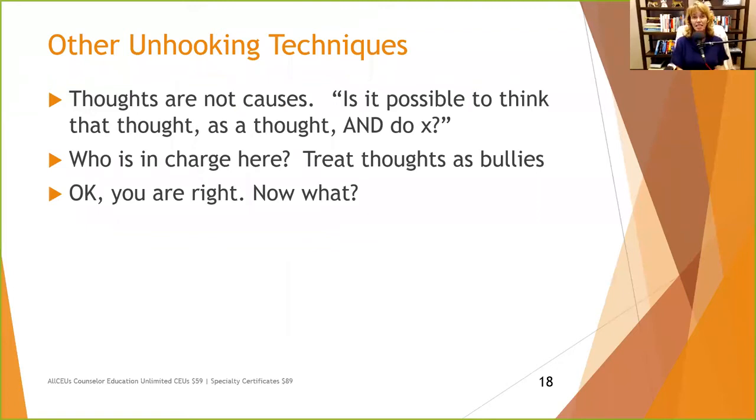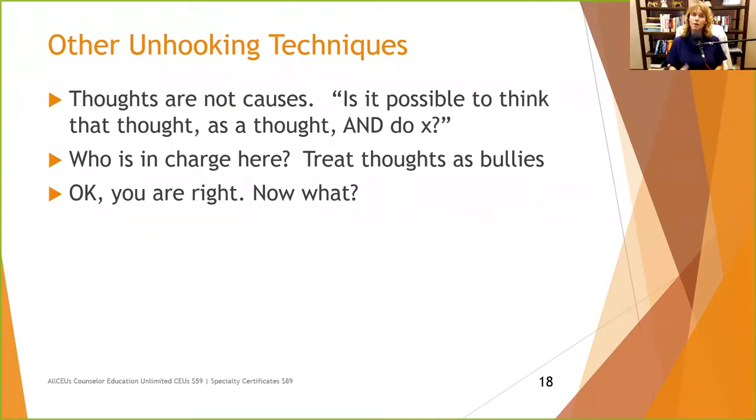Other unhooking techniques, if they don't want to do that one, okay, that's fine. Thoughts are not causes. So is it possible to think that thought that I need to have a drink and do something different? Is it possible to think, I need to have a drink, and instead go to the gym? Yeah, it's possible. Ask themselves, who's in charge here?